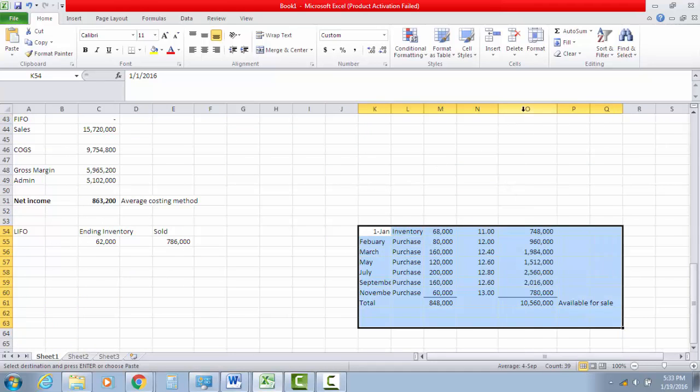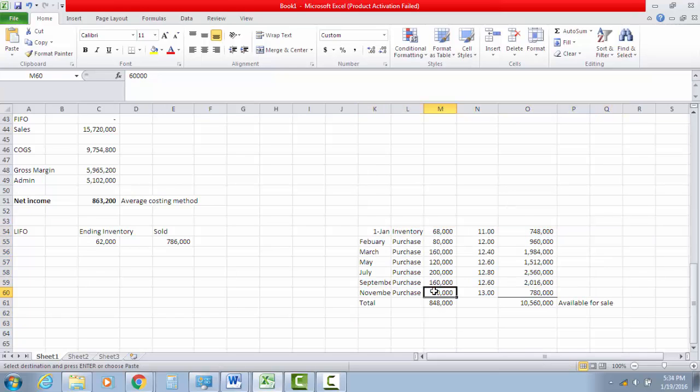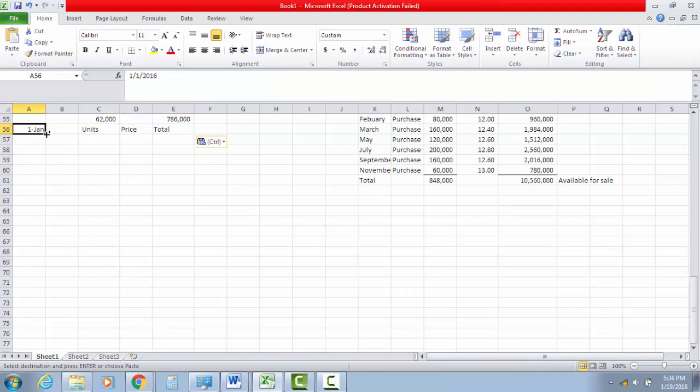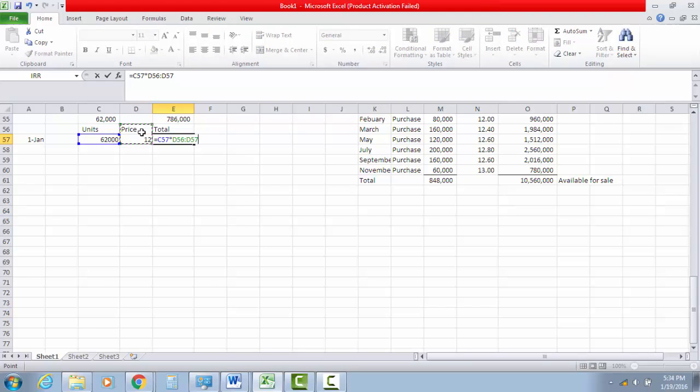So taking a look at this LIFO, last in, first out, I would have sold from the bottom up at this point. So taking a look at the last items, I would have January inventory, and I would have 62,000 units at $12 a piece times this.